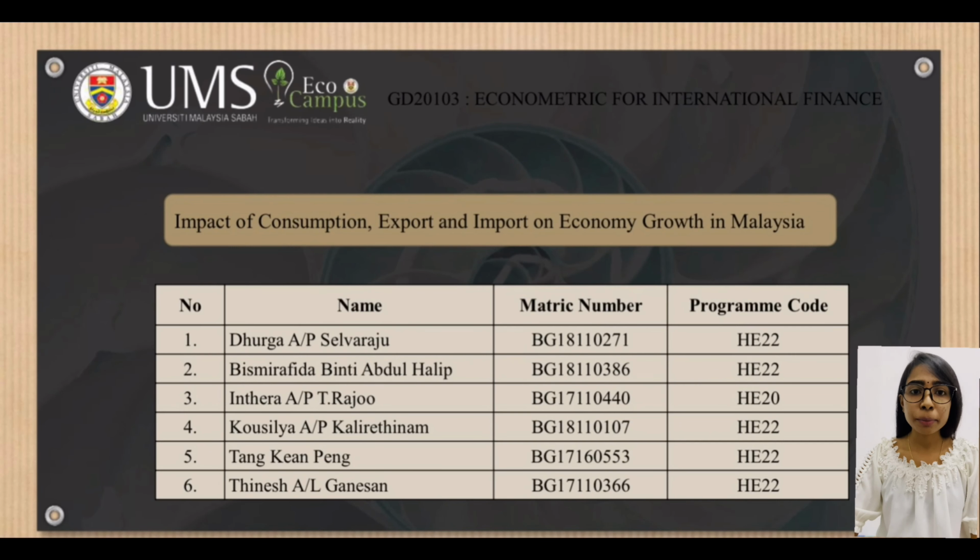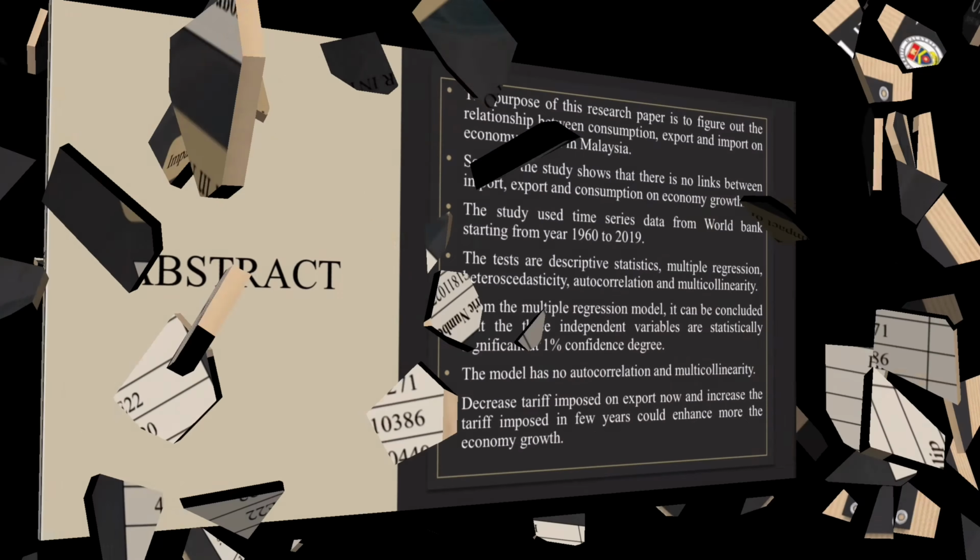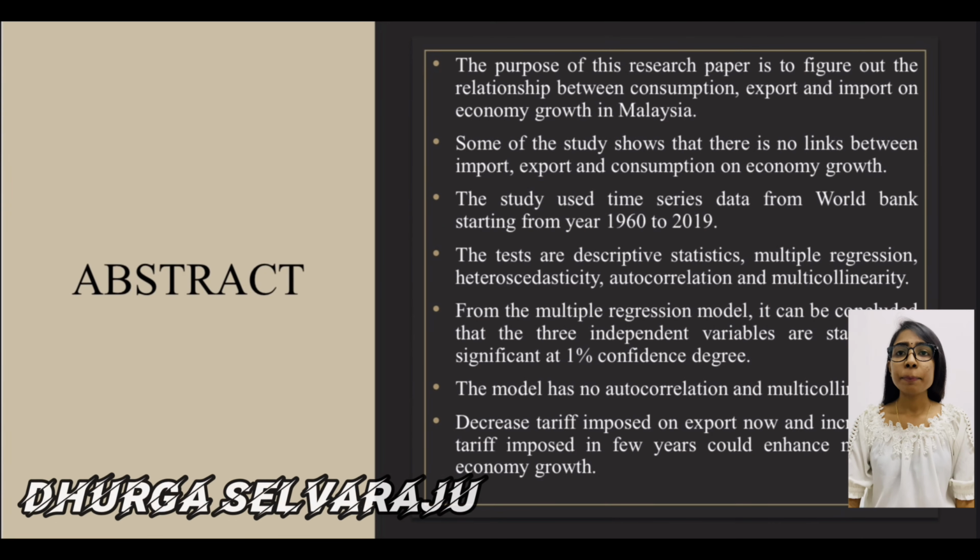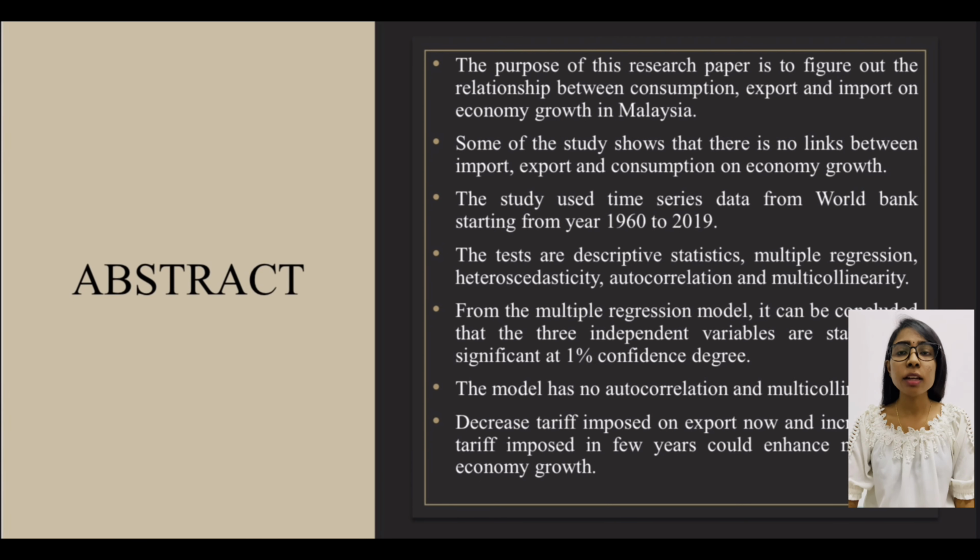Today we are going to present our project paper, and the title of our project paper is Impact of Consumption, Export and Import on Economic Growth in Malaysia. The purpose of this research paper is to figure out the relationship between consumption, export and import on economic growth in Malaysia. Some of the studies show that there are no links between import, export and consumption on economic growth.